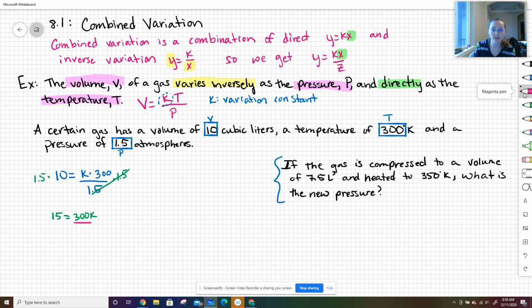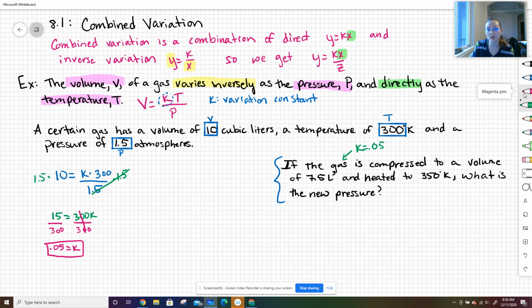Now to get K by itself, I need to divide off the 300. Cancels here, so I get 0.05 equals K. So now we have our variation constant. Now we can deal with our second part of our problem. It says if the gas, meaning the same gas we're talking about, so the constant is the same. That's why we needed our constant, because that constant relates to this specific gas.